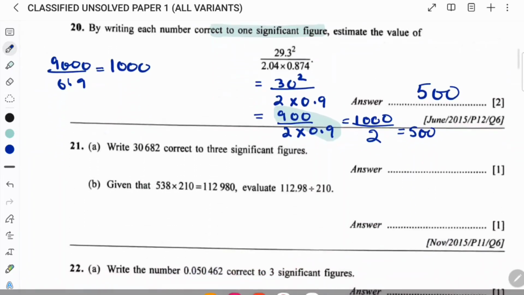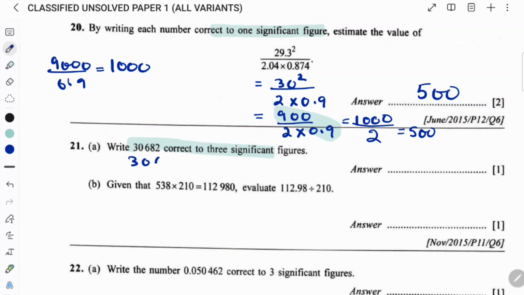Question number 21, write 30,682 correct to three significant figures. So 3 for this number, for three significant figures. 30682, this is the three significant figure number. The next number is 8, so you write down 307, but put 2 more zeros to maintain the value of the number.